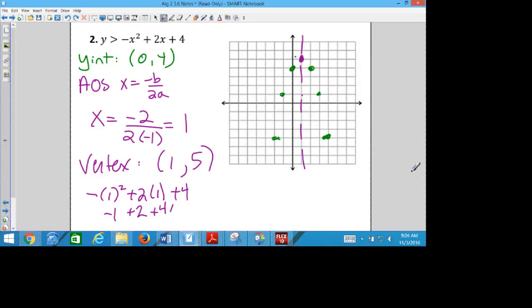Did you have your AOS wrong? Yeah. And then dashed or solid? Why? Because it's not equal to. Perfect. So I'm going to overemphasize the fact that this is dashed.